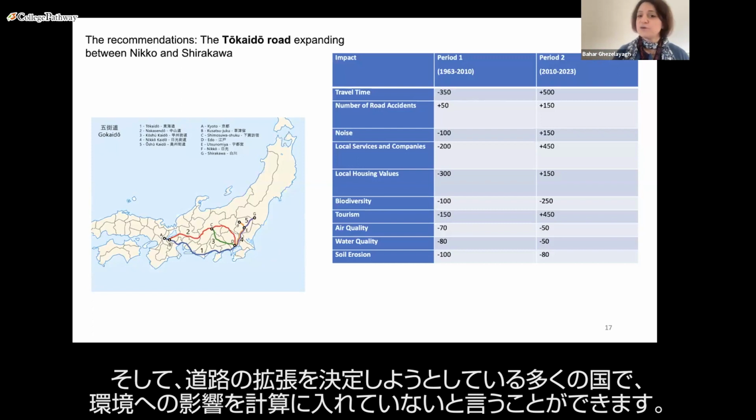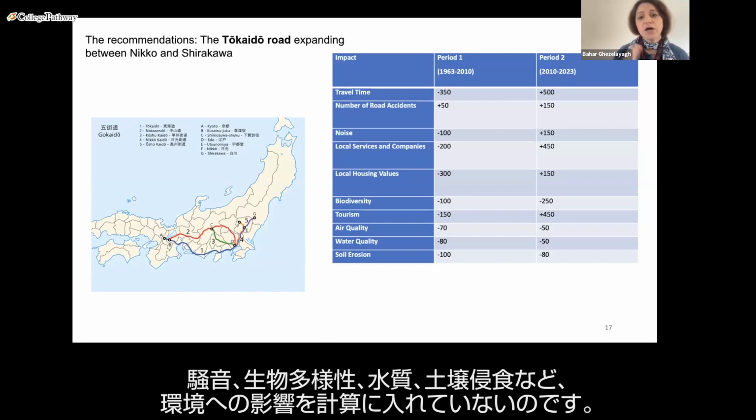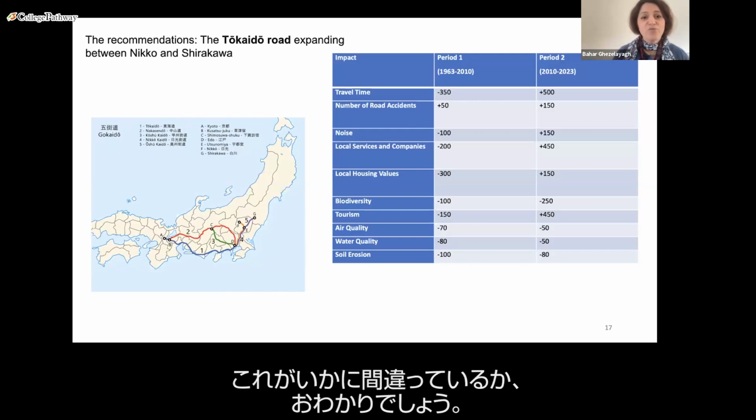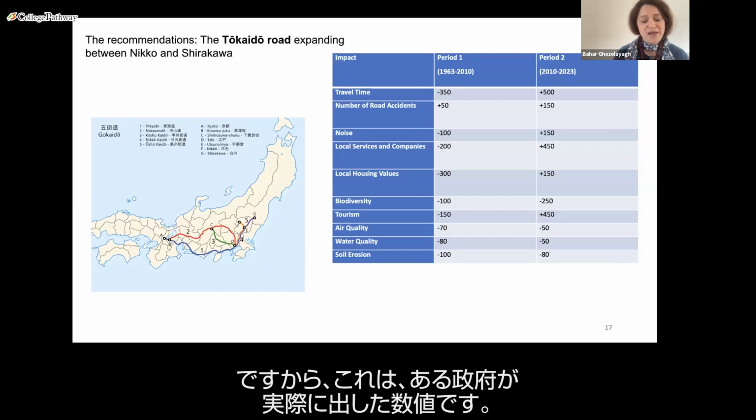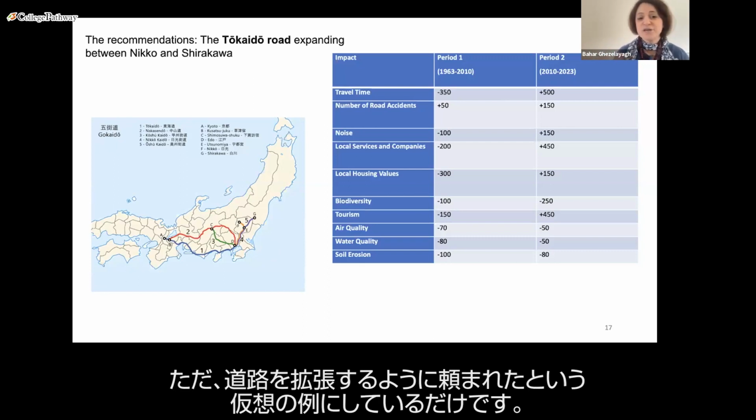And I can tell you that there are many countries who are making decisions on expanding roads, and they're not taking any environmental impacts into their calculations. They are not including noise, they're not including biodiversity, they're not including water quality or soil erosion into their calculations. And you can see how wrong this could be. The example that you see, these numbers are from a project that happened here in Norfolk a couple of years ago. So these are actual numbers that a government has come up with these values. But I'm just giving you a hypothetical example of if you're asked to expand the roads.